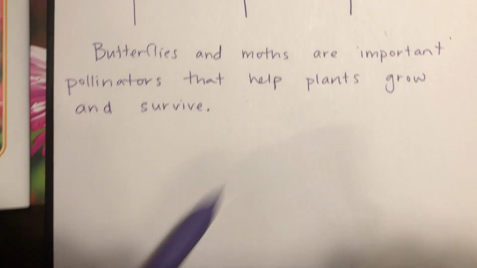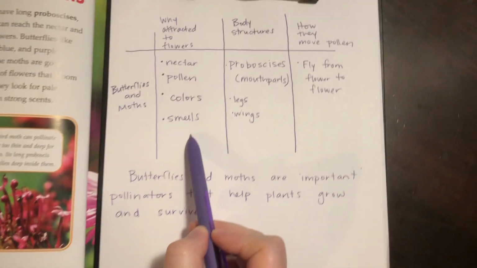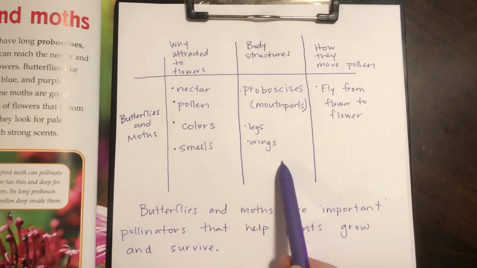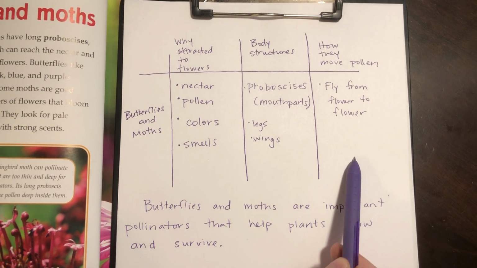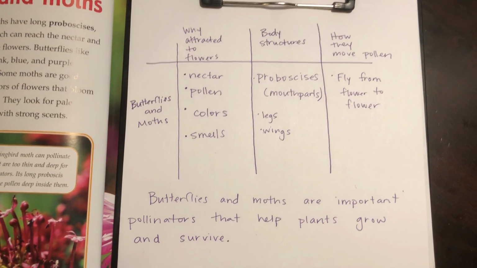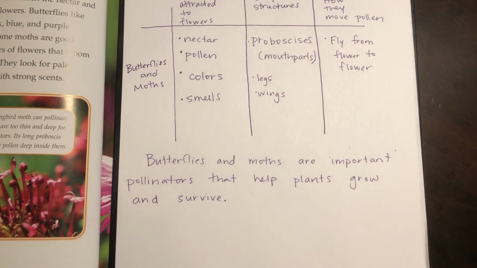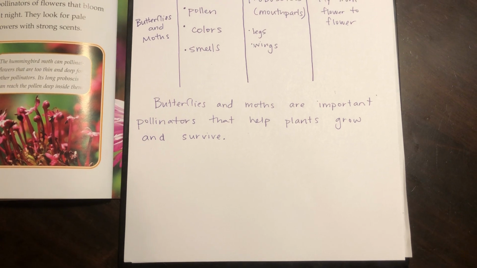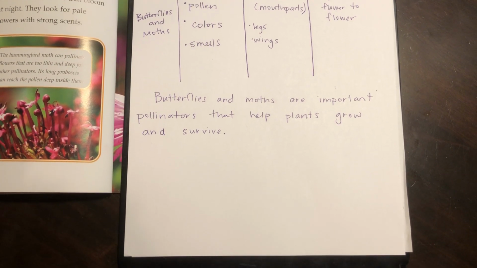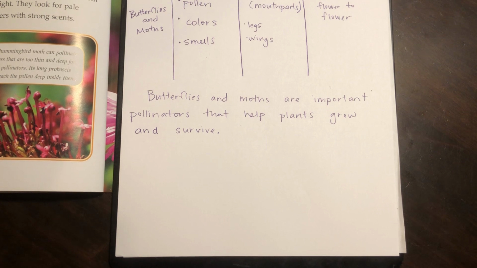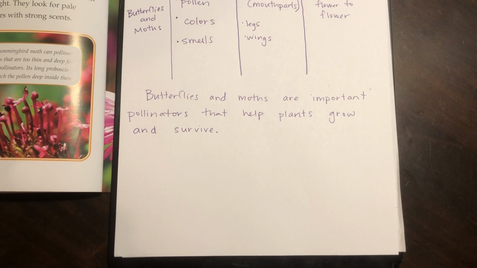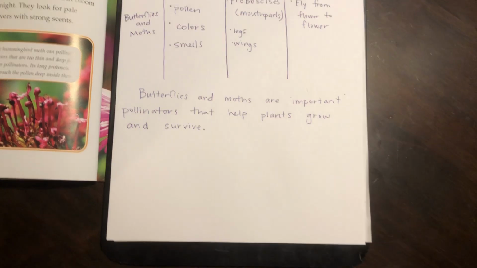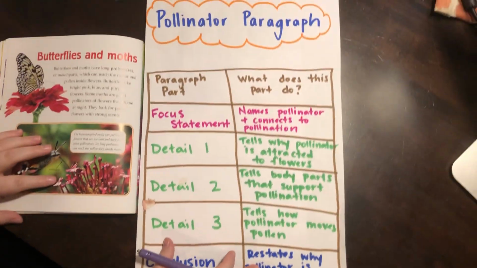The body of your paragraph is going to now tell why they're attracted to flowers, the body structures that help support pollination, and then how they move pollen by going from one flower to the next. Okay, so my challenge to you is to complete your pollinator paragraph on your own. Send me a picture, and the best pollinator paragraph from the whole second grade will get a special treat from Miss LeBlanc.